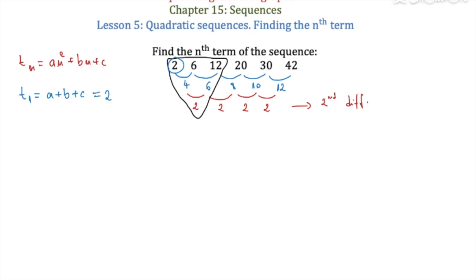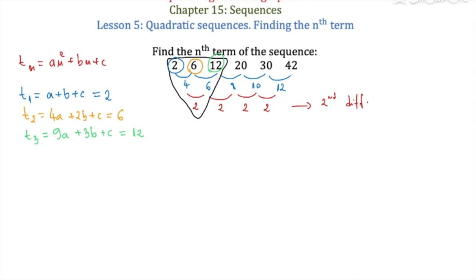The second term, term 2, is obtained by replacing n with 2. So that's 4a, because it's 2 squared, plus 2b plus c. And we know that our second term is 6. The third term will be 3 squared, which is 9a, plus 3b plus c. And we know that our third term is 12.